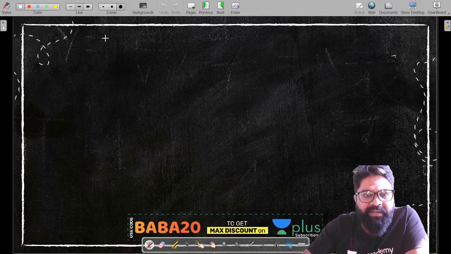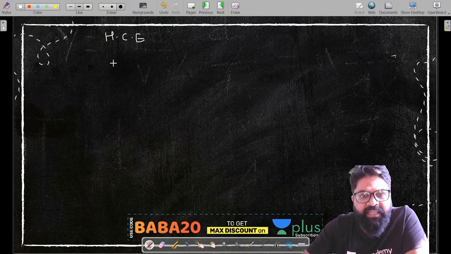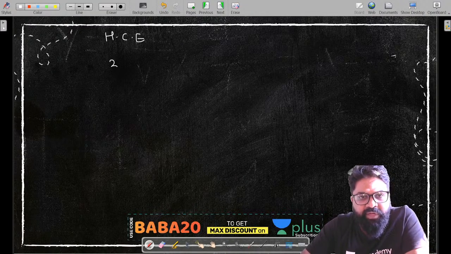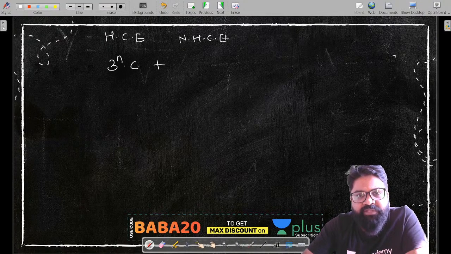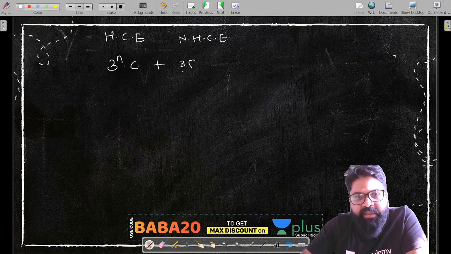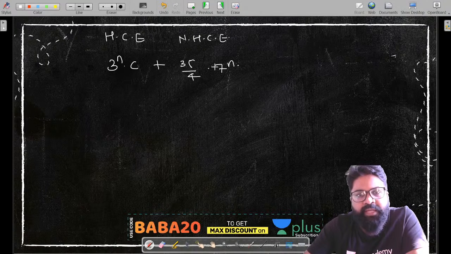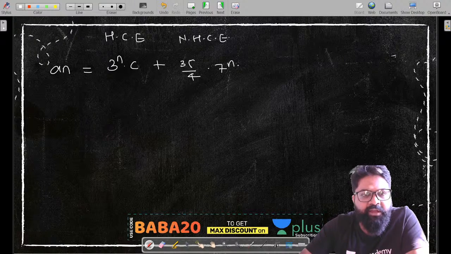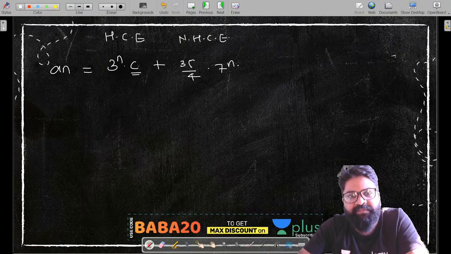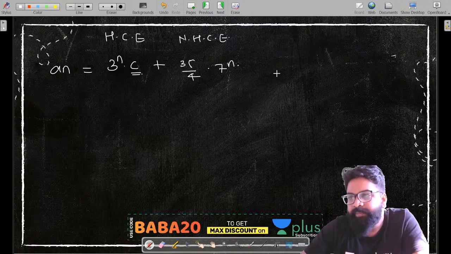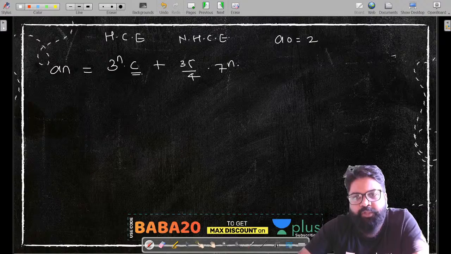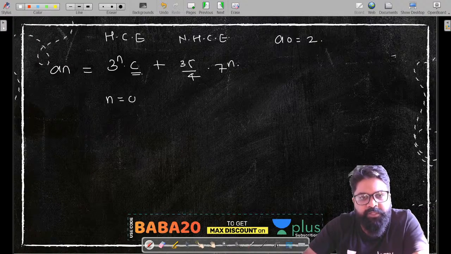The first homogeneous characteristic equation gives us 3 raised to n times c. After that, the non-homogeneous characteristic equation gave us 35 by 4, and then you will be getting 7 raised to n. So here this is the whole thing, a of n. If I can find the value of c, then here, if you try to understand what you will be getting, a0 is basically equal to 2.